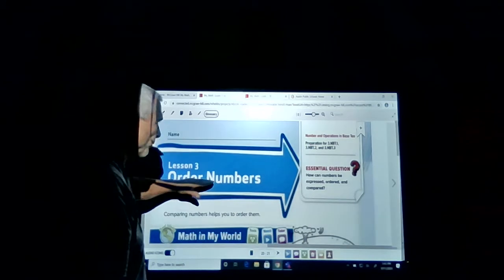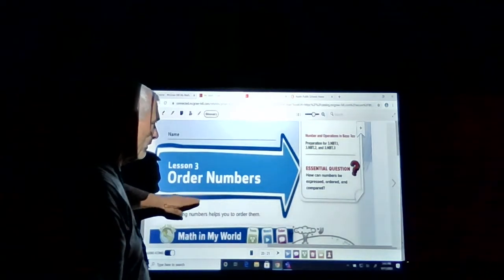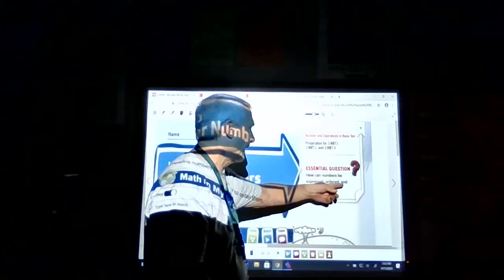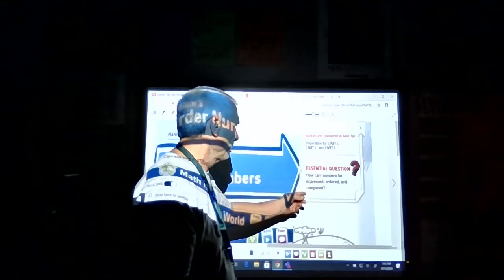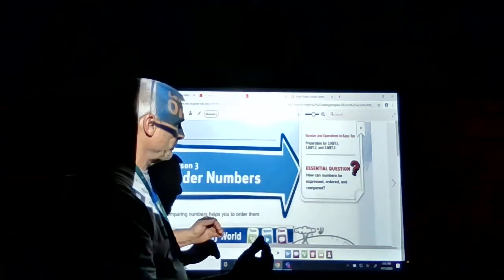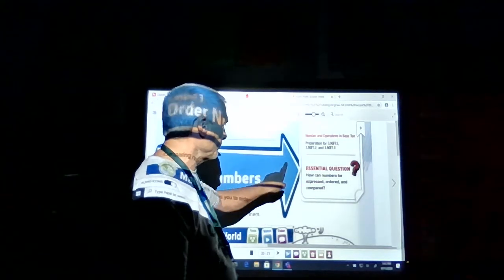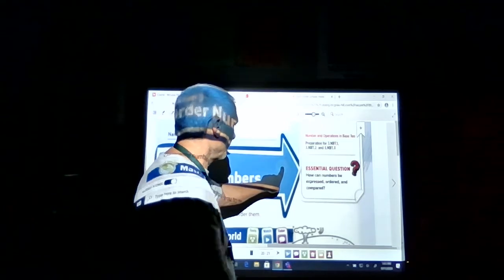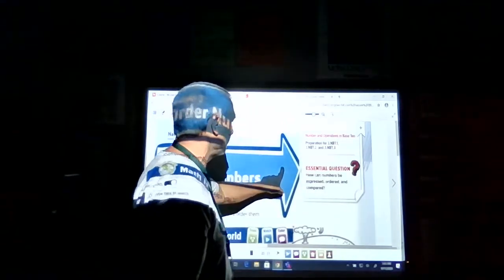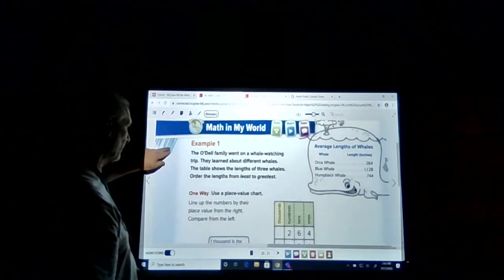Lesson 3, order numbers. Make sure your book is open to that page. And how can numbers be expressed, ordered, and compared? Big words. We're really focused on our order, but we're comparing the smallest to the biggest. That's what that means. And then we're going to show that by writing the numbers and putting our finger to make sure that we leave space between each number. And usually there'll be 3 numbers that we have to put in order. So let's look at an example here.